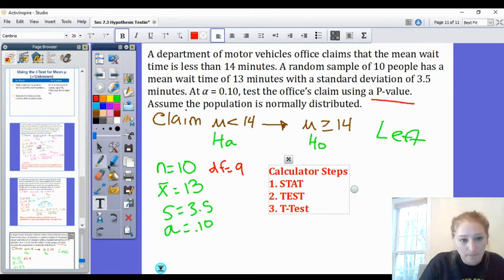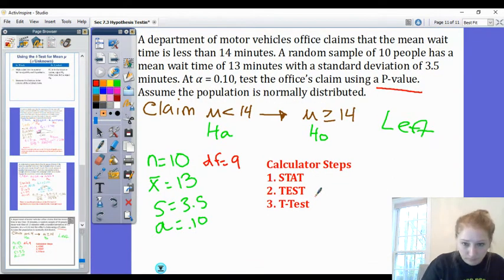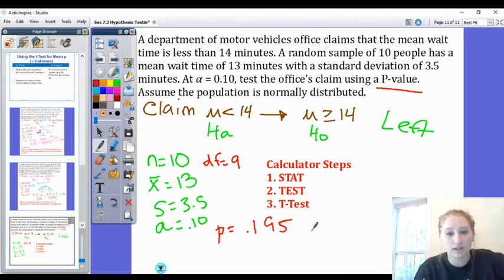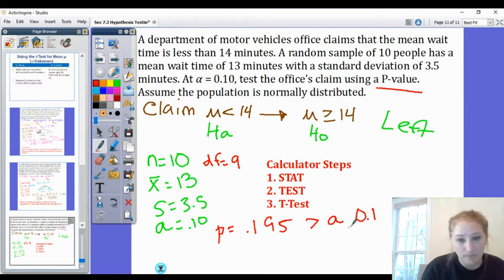We care about p. In this case, the probability is 0.195. Then the question is, is that greater than or less than your alpha? In this case, this is greater than our alpha level of 0.1. Since it's greater than, we are going to fail to reject this.